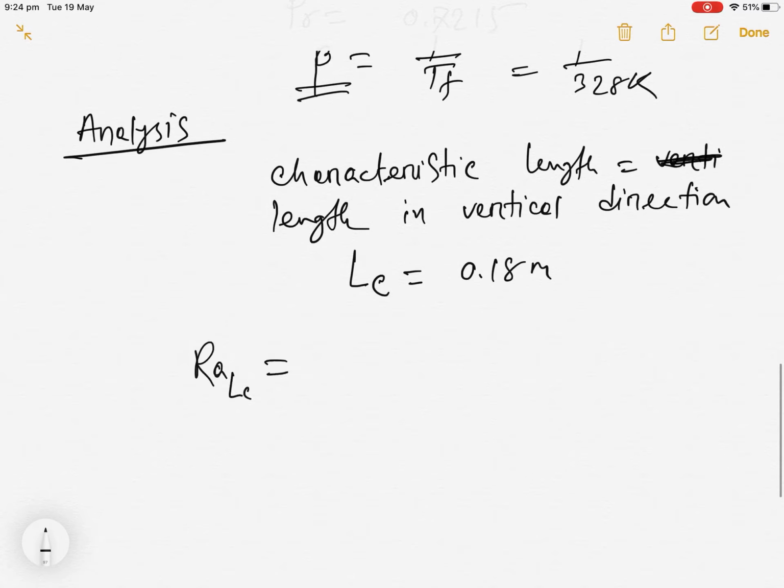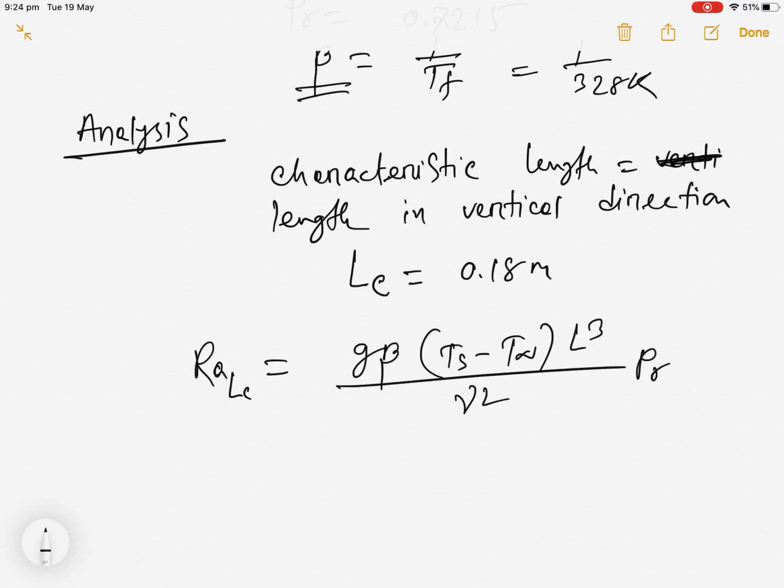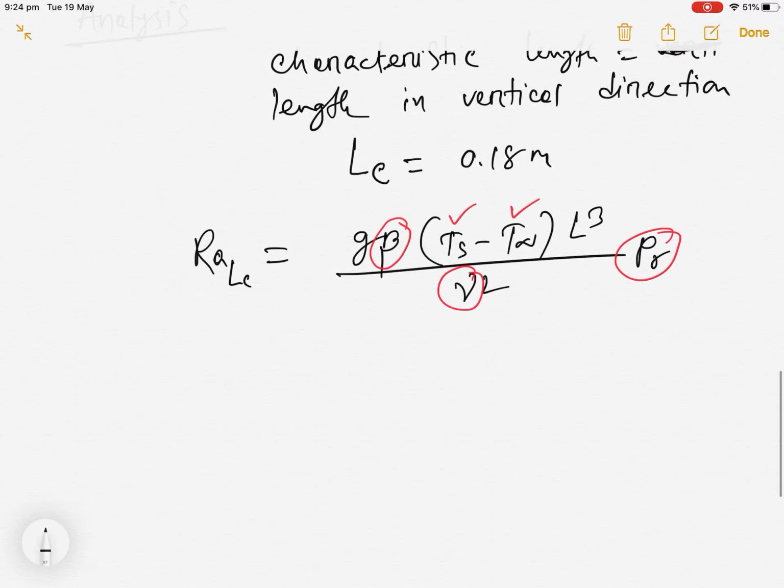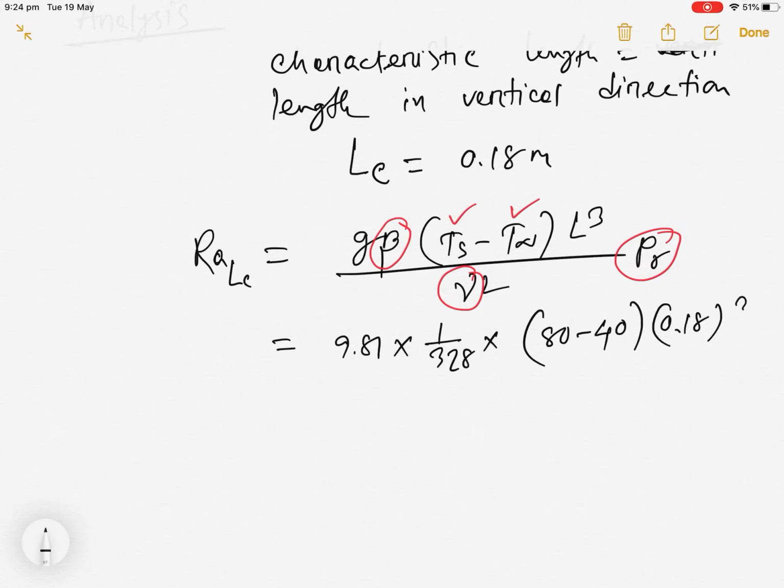So the Rayleigh number for this characteristic length is equal to the gravity, the volume expansion coefficient, you know why we calculated the volume expansion coefficient, beta, L cubed, over viscosity squared, and the Prandtl number. So from the table we got this, and we got the Prandtl number, and we already know Ts and T infinity. So let's substitute the values. It is 9.81. Beta is 1 over 328. Surface temperature, you can remember, was 80. It is 40. Characteristic length 0.18 meter cubed.